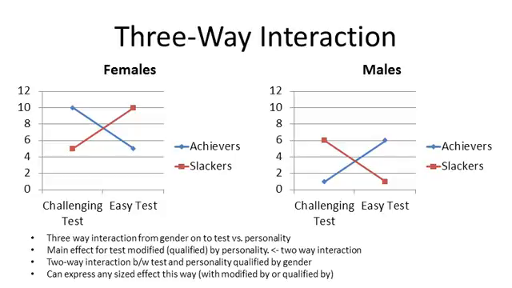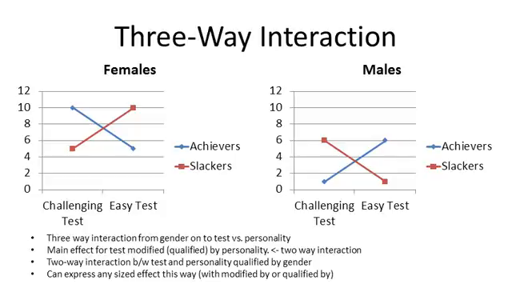In these cases, for any type of interaction, a good way to talk about it is to say that the main effect, in this case let's say the main effect for the test, is modified or qualified by the personality. That is referred to as a two-way interaction, and we see that happening in both females and males.